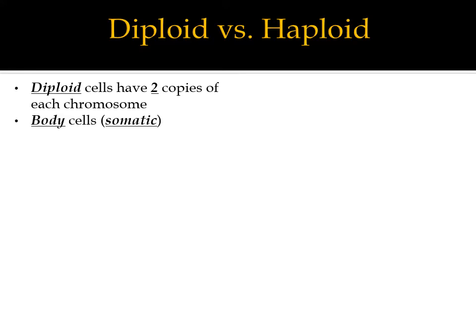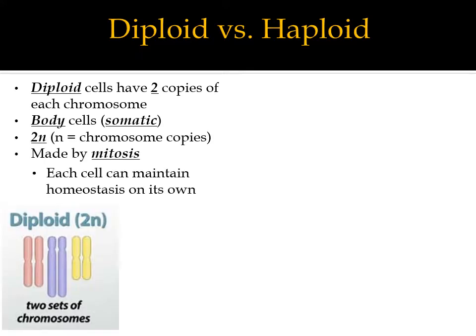That means that diploid cells are, again, the body cells or the somatic cells, if we want to get technical with that. And we sometimes can describe these as what we call 2N cells, where N just means the number of copies of chromosomes. You don't really hear this a lot, but that's one way you might see it described. 2N cells are, again, your body cells with 2 copies of every chromosome. And these are the cells that are going to be made by mitosis. So these are normal body cells.